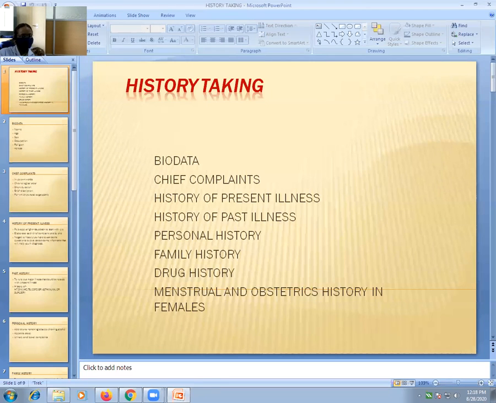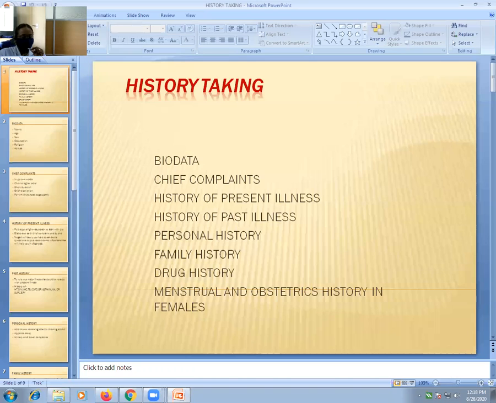For the long case, there are only 2 systems: the respiratory system and the cardiovascular system. Only 2 systems for the long case. For the short case, general topics like anemia, jaundice, and per abdomen. The per abdomen case is a short case for you. Important is ascites. So first we will start with the long case.